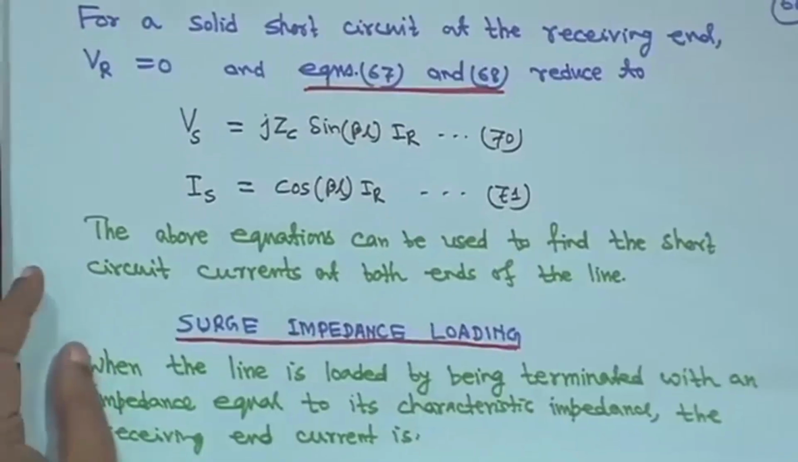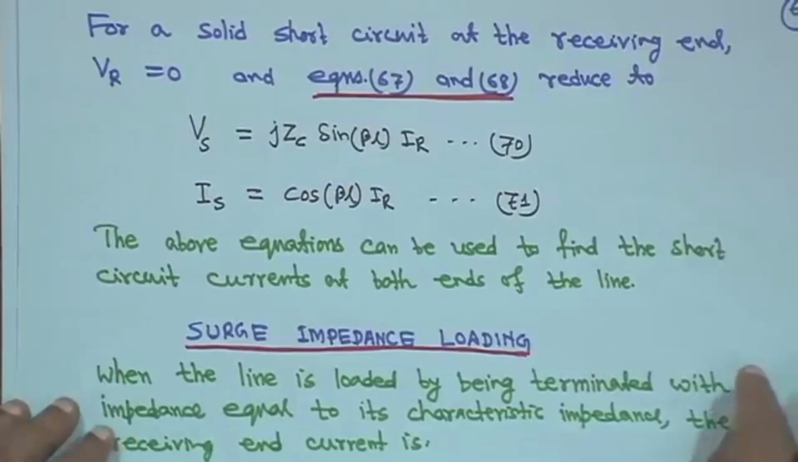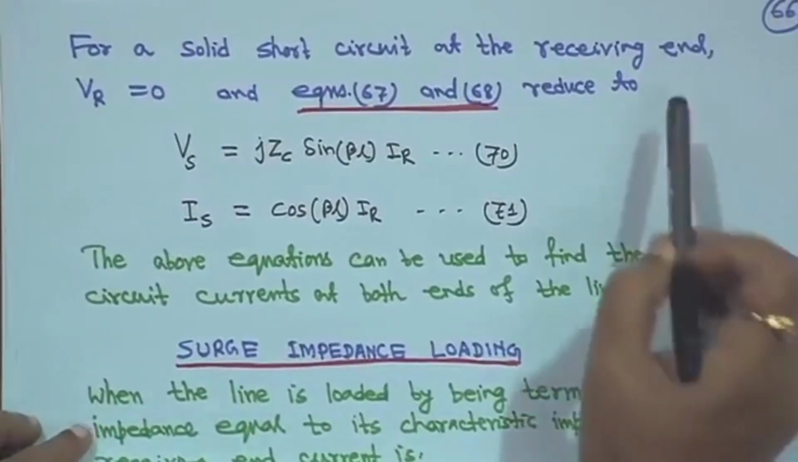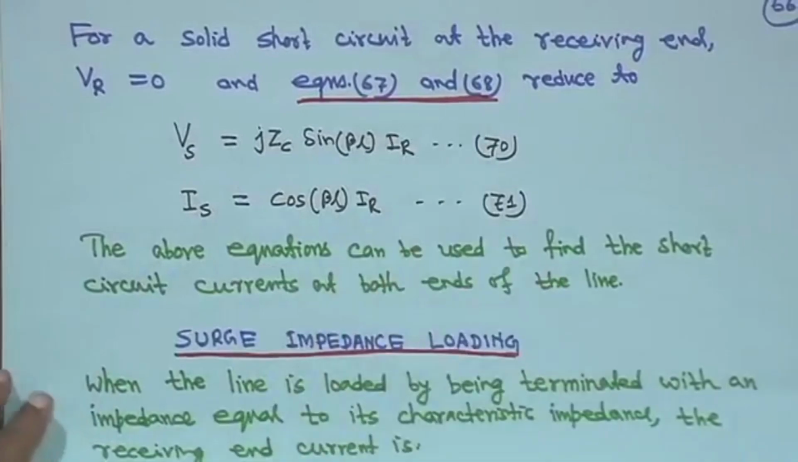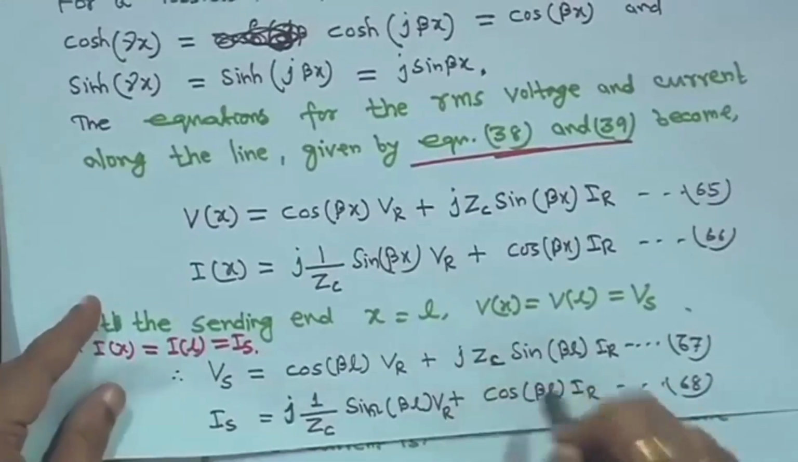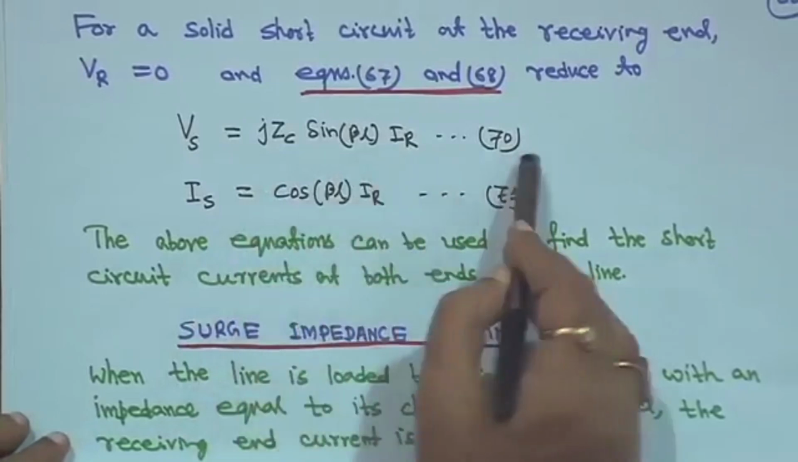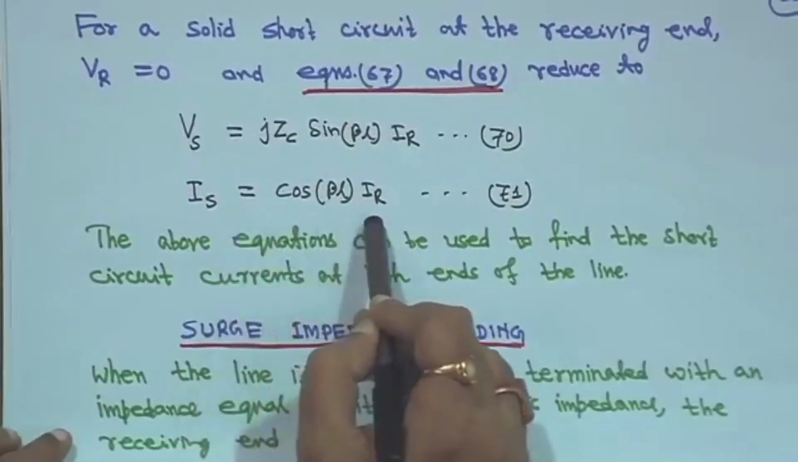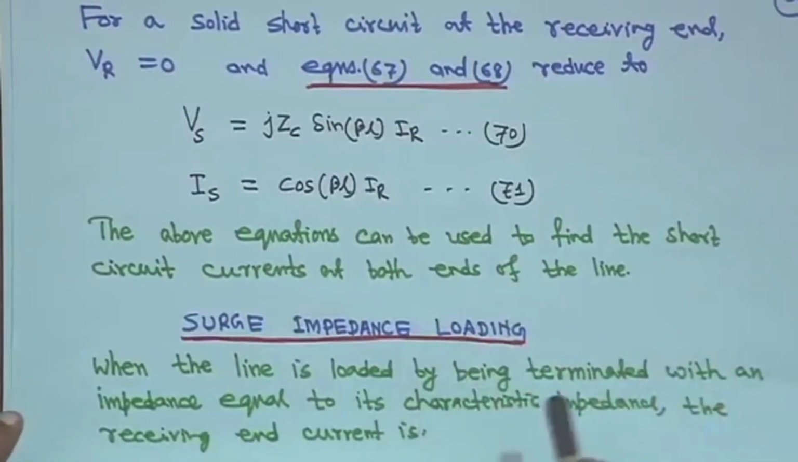Next, for a solid short circuit at the receiving end, solid means there is no fault impedance, fault impedance will come much later. So, for a solid short circuit at the receiving end, VR is equal to 0, and in equations 67 and 68, you put that condition VR is equal to 0. If you do so, then you will get sending end voltage VS is equal to jZC sin(βL) IR, this is equation 70, and IS is equal to cos(βL) IR, this is equation 71. The above equations can actually be used to find the short circuit current at both ends of the line.